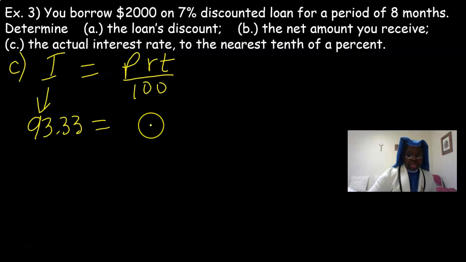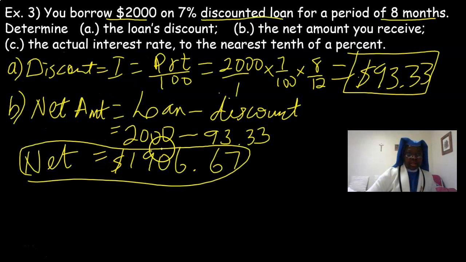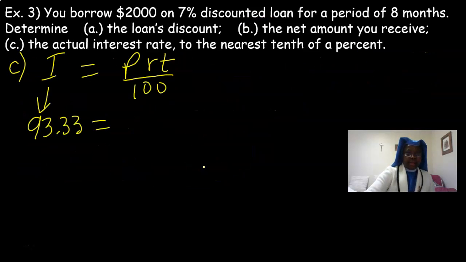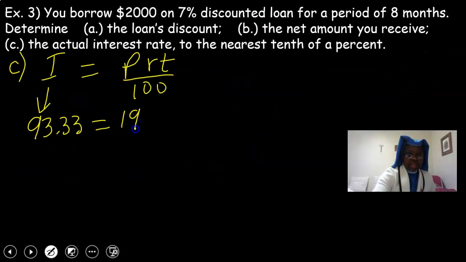Now, the principal is going to be the net money, because that's the amount you received, you started with. You did not receive the 2,000, you received this amount because they took away 93.33 before they gave you the money. Okay, 1906.67.